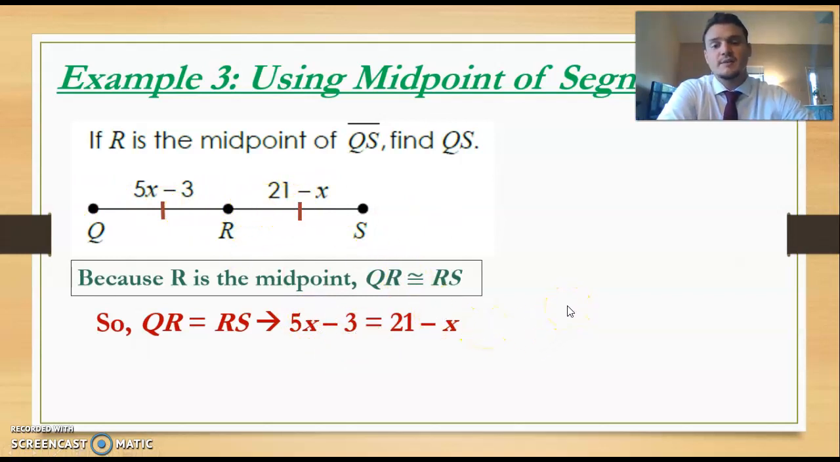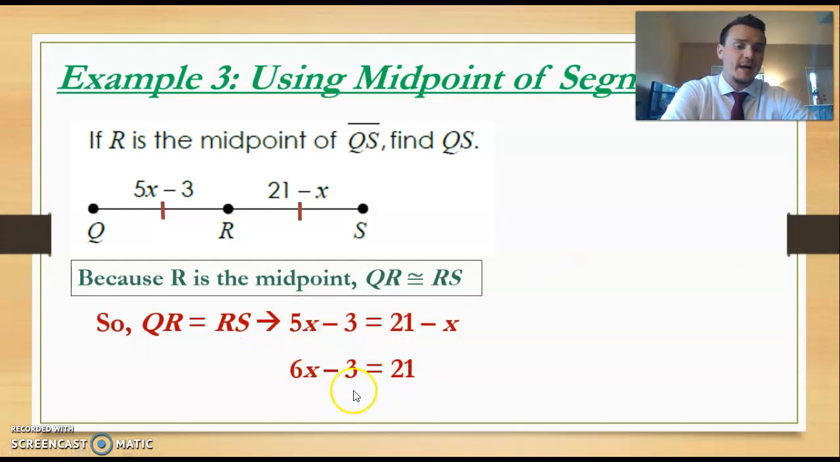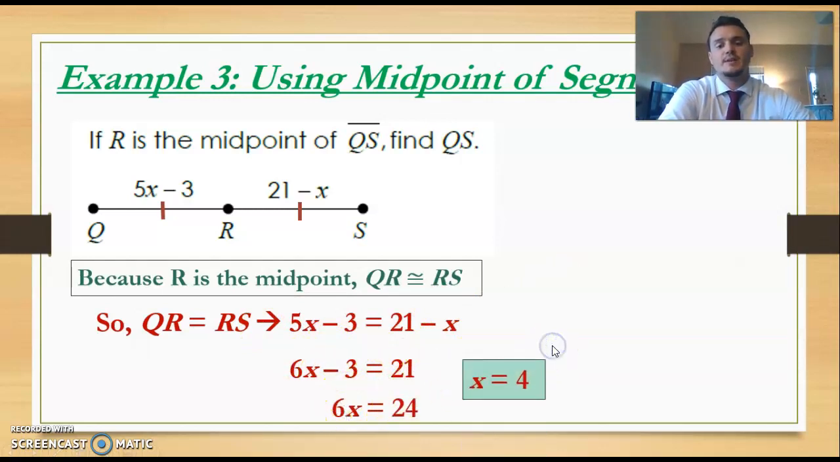And then we'll go ahead and just solve this equation. We would add x to both sides to get 6x minus 3 equals 21. Then we would add 3 to both sides, and then we would divide by 6 to get x equals 4. Now, just like what you have to do on the assignment, they say here that we want to find QS.